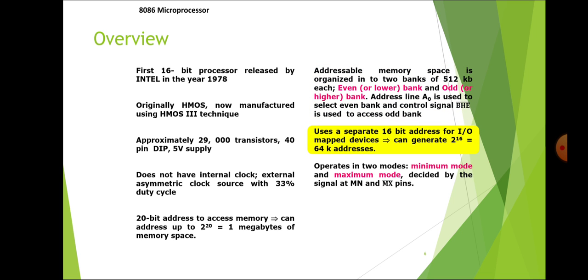Now, a separate 16-bit address is used for input output mapped devices, and it can generate 2 raised to 16, that is almost 64 kilobyte of addresses. It operates in two modes, the minimum mode and maximum mode, decided by the signal at the MN and MX bar pins. There are two pins in the microprocessor, so you can set which mode the microprocessor will behave in.